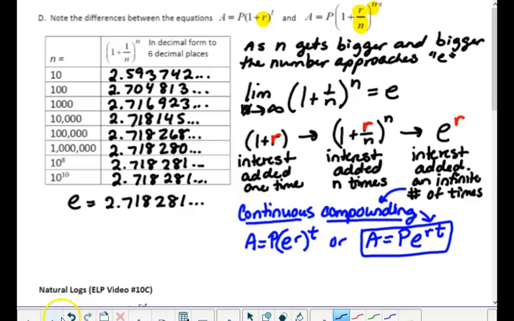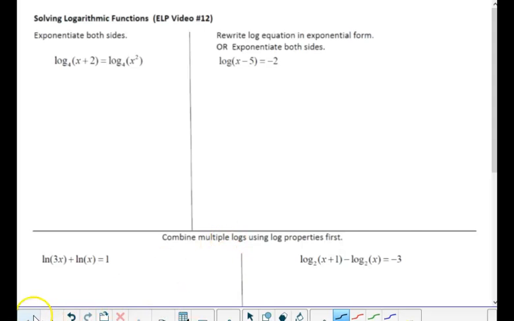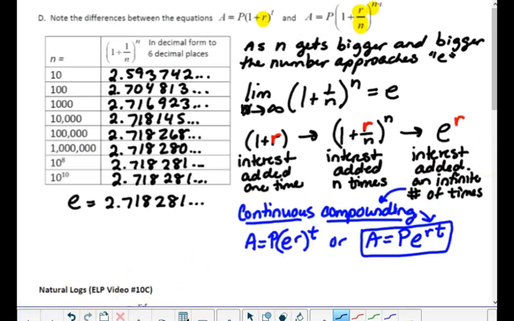Okay, so let's move on then to page 10. That is not the page I want to move on to. It's actually down here.